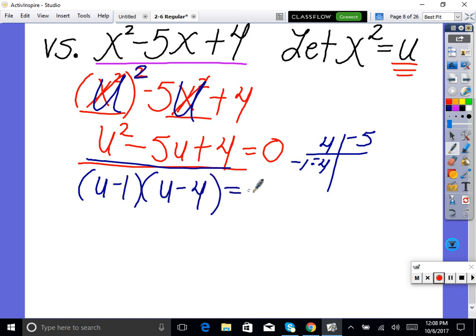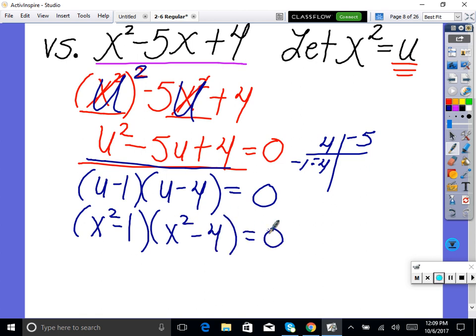We just factored this. Now what we're going to say to ourselves is our original polynomial wasn't u's. It was actually x's. So we're going to re-plug in what we substituted in u for. So instead of the u, we really factored this to be x squared minus 1 times x squared minus 4. So now we factored the original polynomial, and now we can solve.